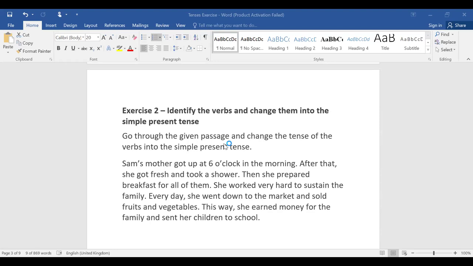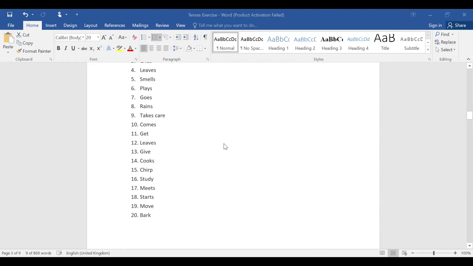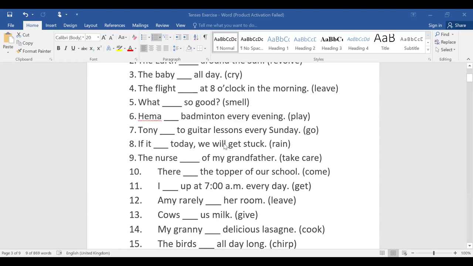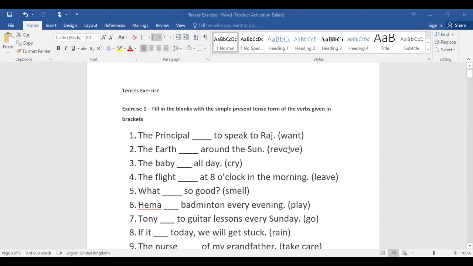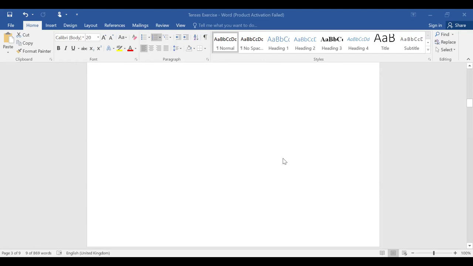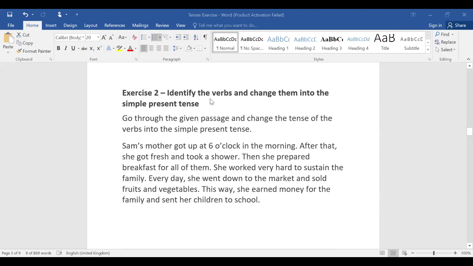The first exercise, I gave you all the verbs. Easy. I picked out all the verbs from the sentences and put them in brackets for you. This time, I want you to find the verbs and then change them into present tenses. So identify the verbs, one, and then change them, two, into simple present tense. Go through the given passage and change the tense of the verbs into the simple present tense.